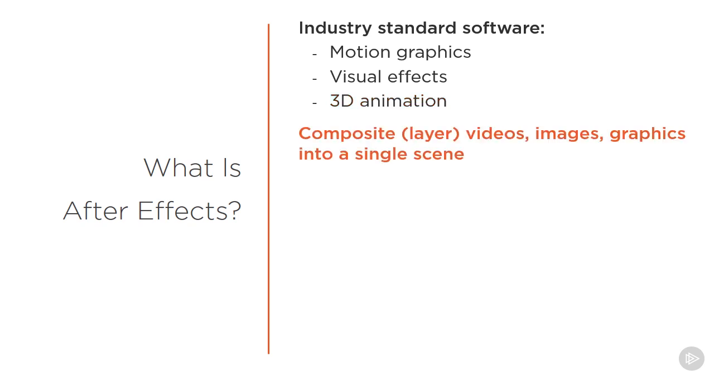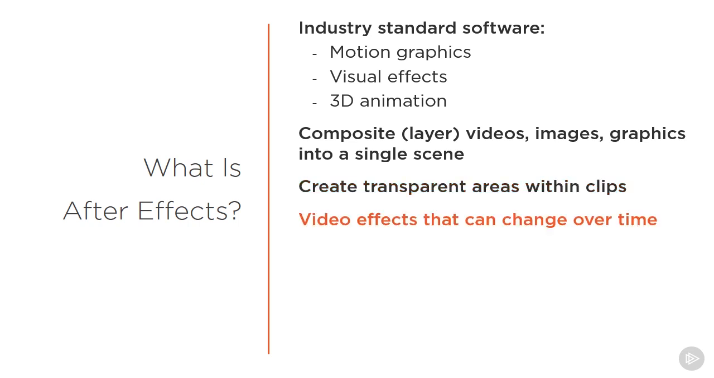It is what's called a compositing tool. It layers things like videos, images, and graphics into a single scene. And one way you do that is that you can create transparent areas within clips so you can see whatever's below them in the timeline. You can also apply numerous video effects that can change over time. If you've worked with a product like Photoshop, you know you can blur something. But in After Effects, you can have the blur change gradually over time, just as one example.